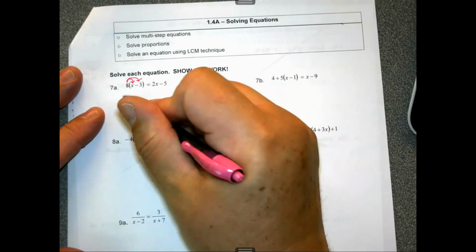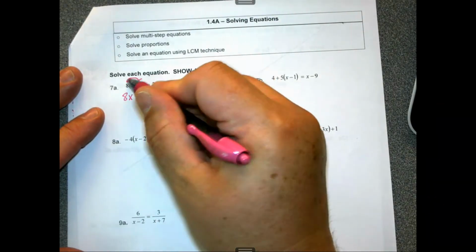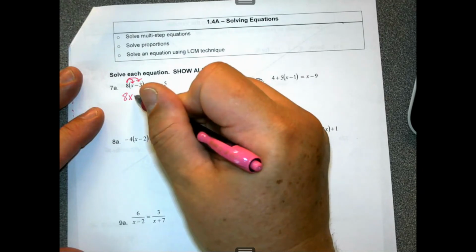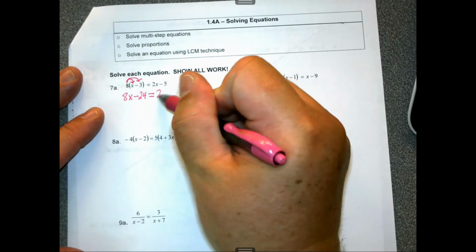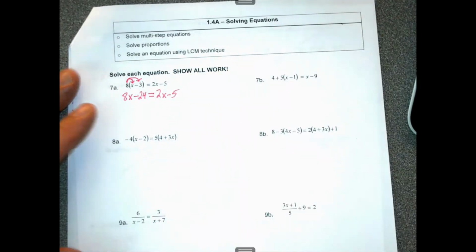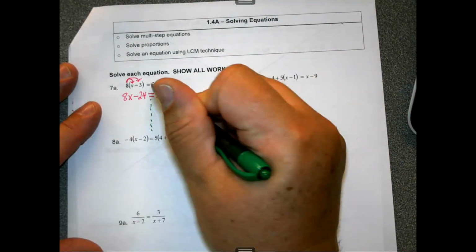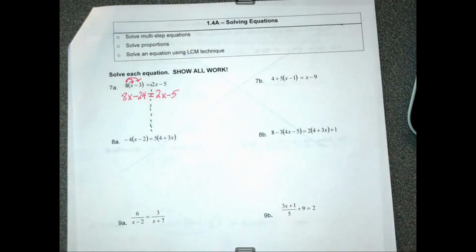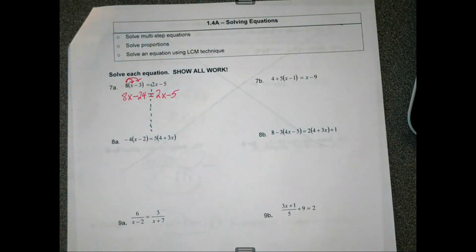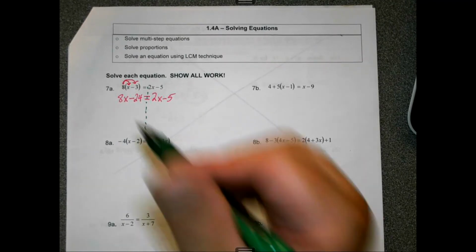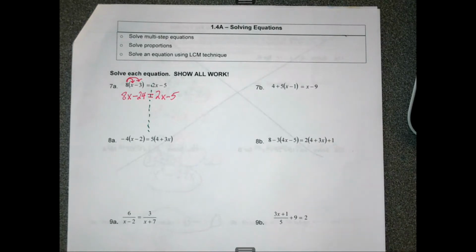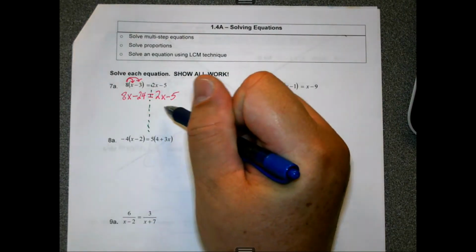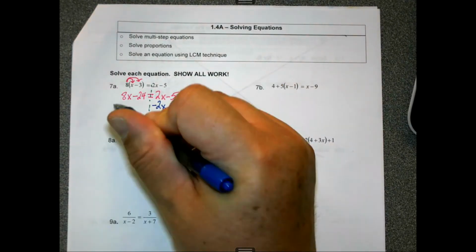So 8 times x, 8x, 8 times minus 3, minus 24, equals 2x minus 5. Now, be careful here. If you're messy and disorganized, use that dotted line or a line to help you out there. It really does prevent you from making simple mistakes. Now, I like to keep my x term, variable term positive, so I'm going to subtract 2x from both sides.